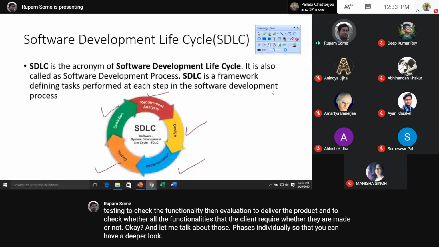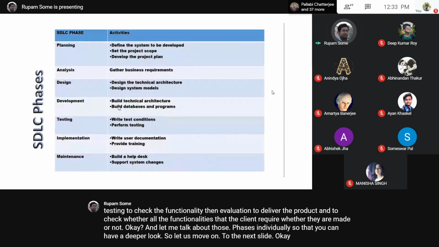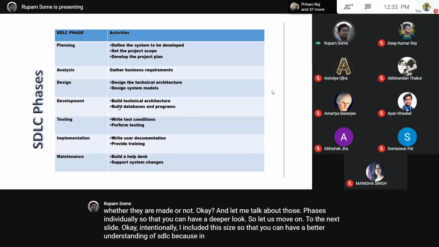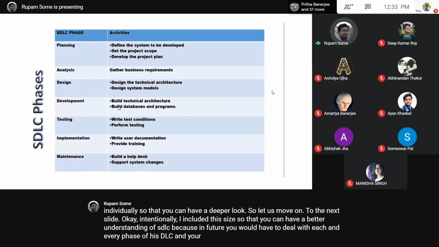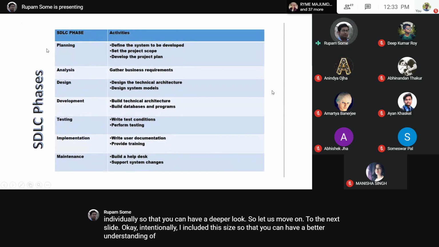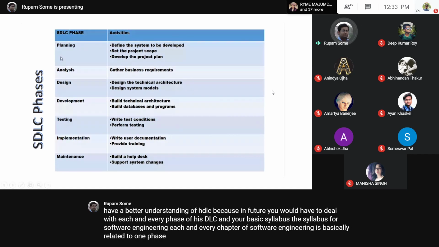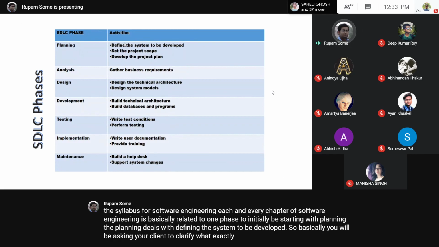Okay. So let us move on to the next slide. Intentionally I have included this slide so that you can have a better understanding of SDLC, because in future you would have to deal with each and every phase of SDLC. Each and every chapter of your software engineering syllabus is basically related to one phase. So initially you'll be starting with planning. The planning deals with defining the system to be developed. So basically you will be asking your client to clarify what exactly the requirements are.